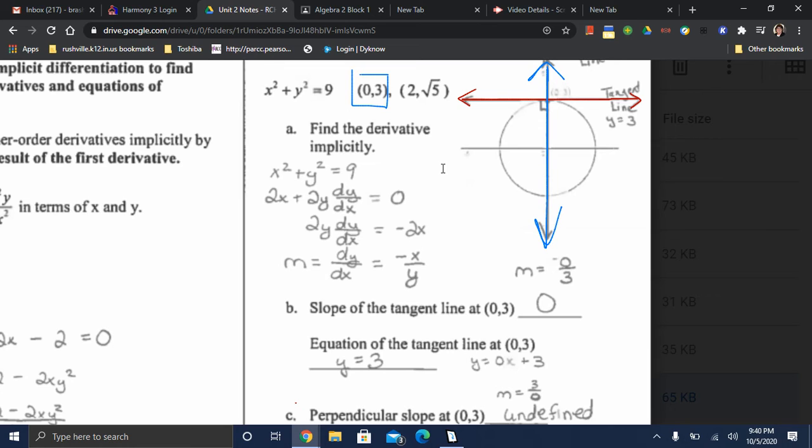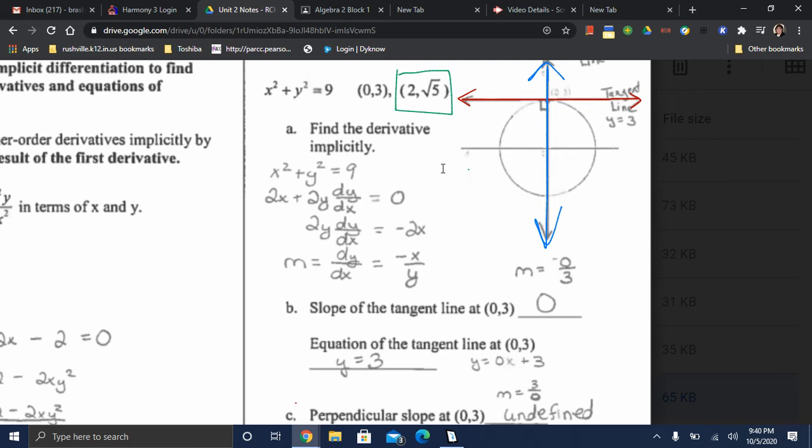But we have another part to do on this. Now we have to do the same process and find the tangent line equation and the normal line equation through the other ordered pair, which is (2, square root of 5). And I want to point out that (2, square root 5) is on the circle. 2 squared plus the square root of 5 squared would give you 9, because that would be 4 plus 5. So (2, square root 5) is on the circle.